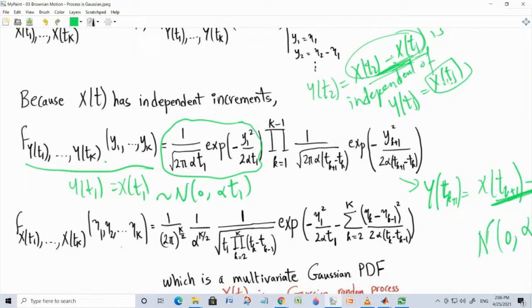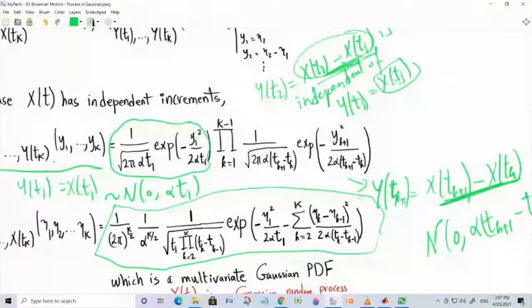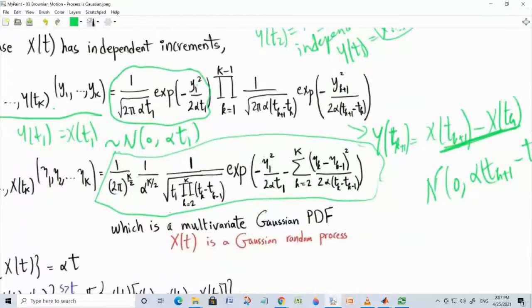Sorry, here you'll take the y's and the difference. So by definition, for example, y1 is eta 1, y2 is eta 2 minus eta 1, and so on. So when you do this substitution, you will get something that looks like this. Is this the multivariate Gaussian PDF? Yes.